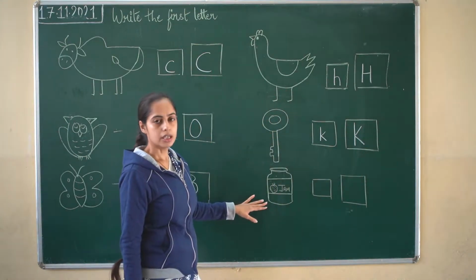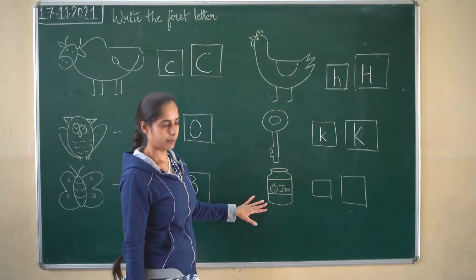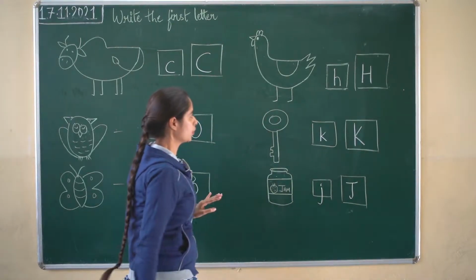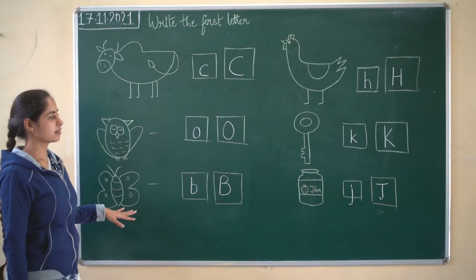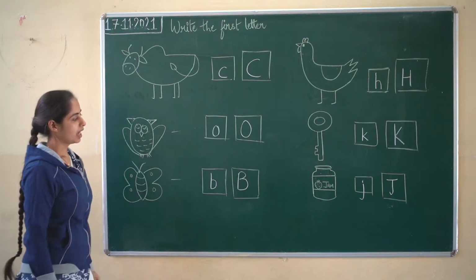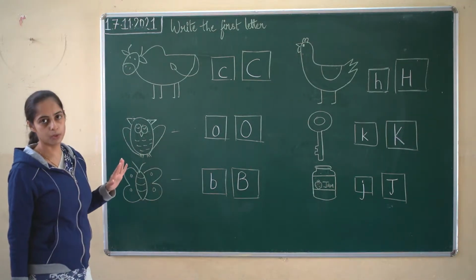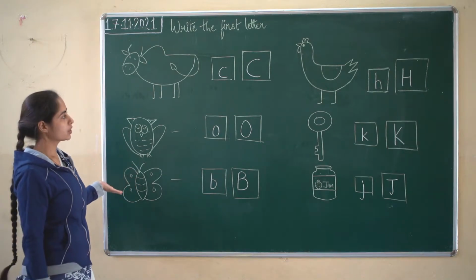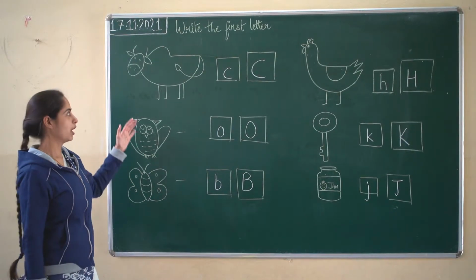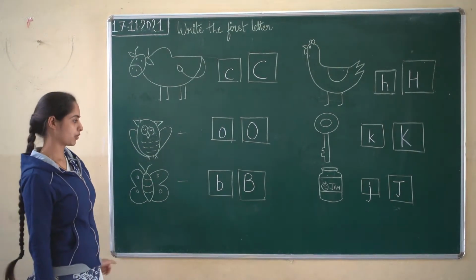And the last picture is of a bottle of jam. So J for jam, small j, capital J. This exercise is there in the book as well, but we are practicing in the copy. For that you have to be thorough with the identification and the writing of the alphabets. You have to identify the picture and jot down the alphabets in the respective boxes.